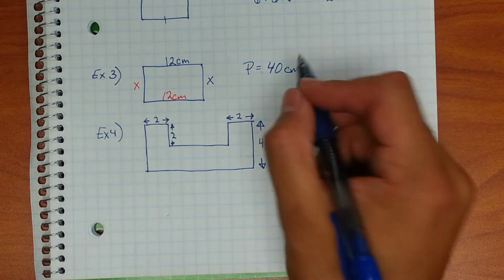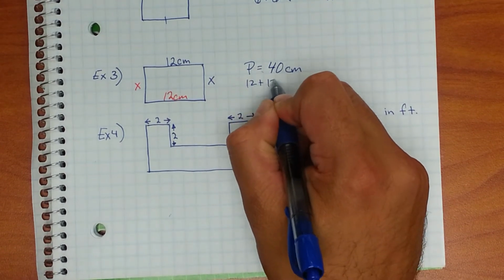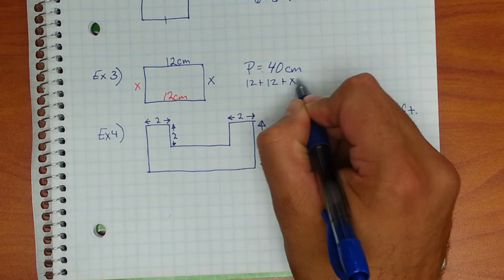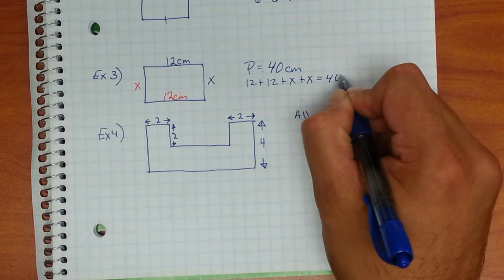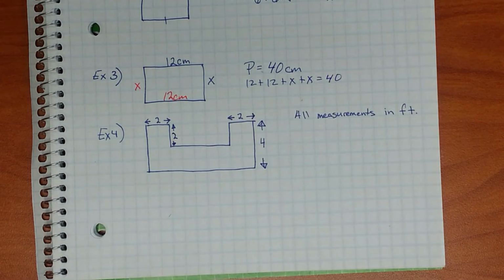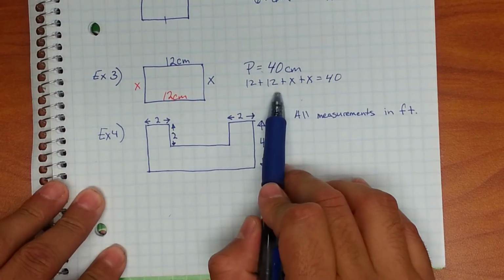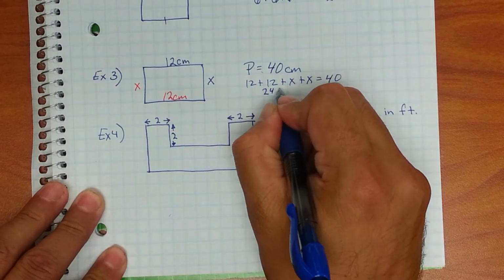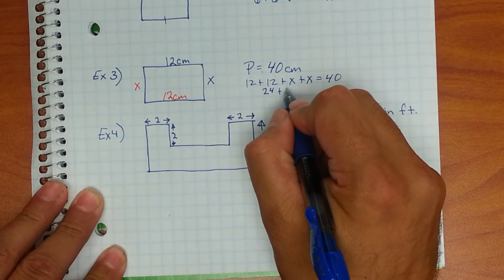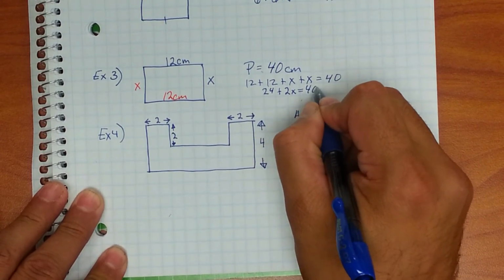When I do add these together, it's going to be 12 plus 12 plus x equals 40. So I'm actually writing an equation for this problem so I can go through and solve it. When I combine the terms, 12 plus 12 is going to give me 24. 24 plus x gives me 2x equals 40.